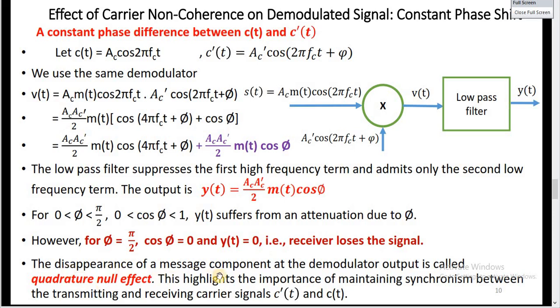The disappearance of a message component at the demodulator output is called quadrature null effect. This highlights the importance of maintaining synchronism between the transmitting and receiving carrier signals. C prime of t and C of t. C of t is the carrier used at the transmitting side. C prime of t is the locally generated copy of the carrier.